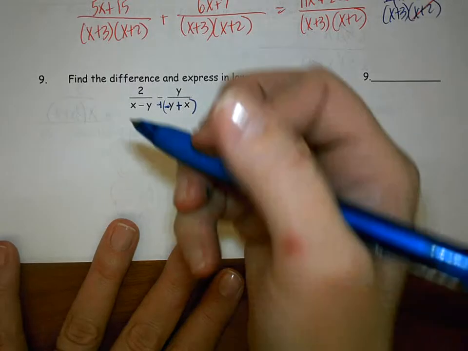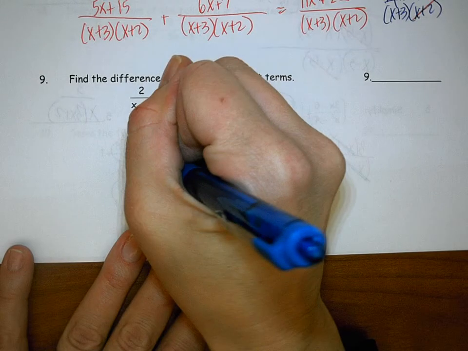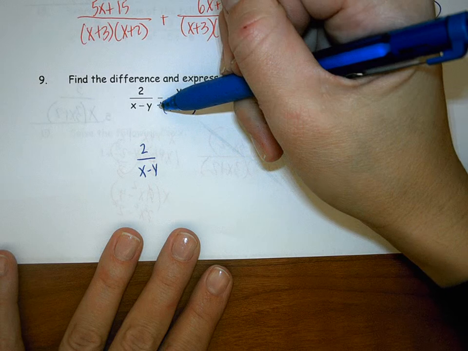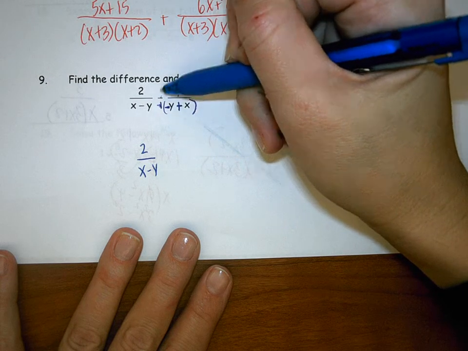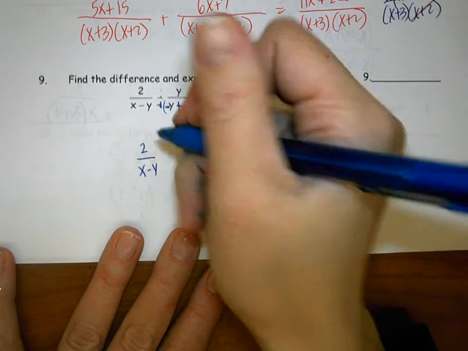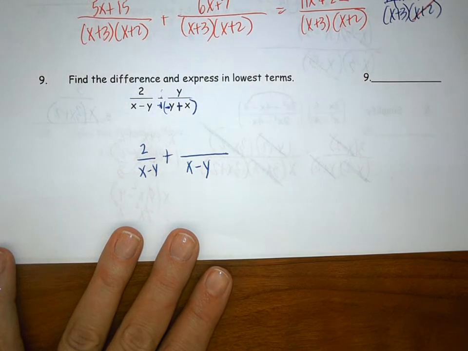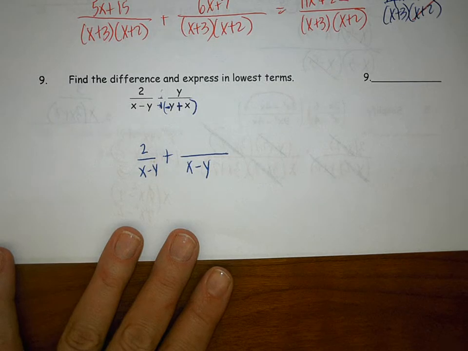I'm going to rewrite this. So in the front here I have 2 over x minus y. See how I took a negative out here? 2 negatives like this, a negative and a negative, end up making a positive. And I can rewrite this to be x minus y in the denominator, if you want to flip it around. And then I have y on top.